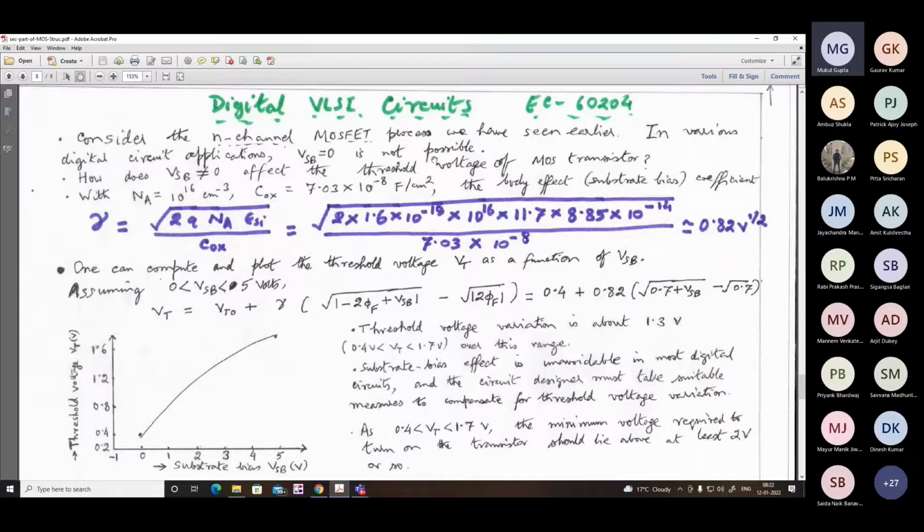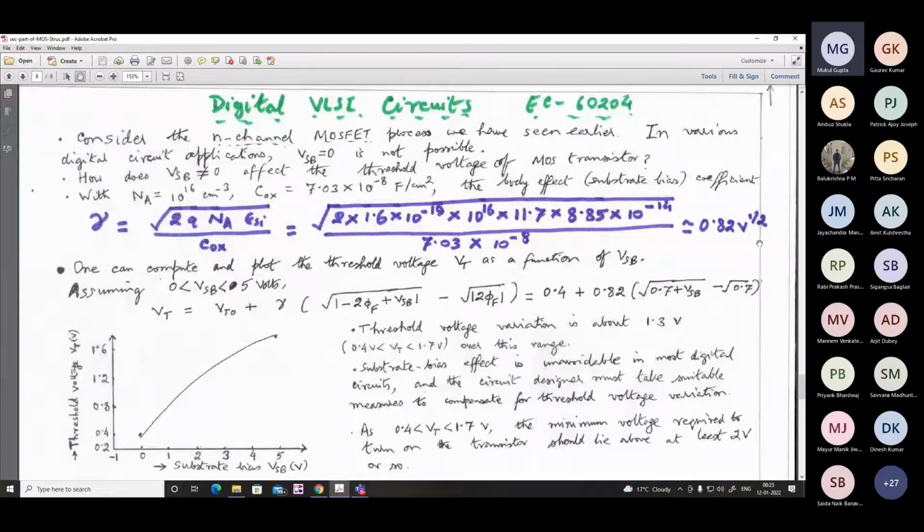Take again the data: acceptor ion concentration Na is 10 to the power 16 per centimeter cube. Gate oxide capacitance per unit area is 7 into 10 to the power minus 8 farad per centimeter square. And the body effect or substrate bias coefficient in this example is root over 2q Na epsilon Si, divided by Cox. You put in the values: q is 1.6 into 10 to the power minus 19 coulomb, Na equal to 10 to the power 16, and epsilon, the dielectric constant of silicon, is 11.7 multiplied by free space permittivity. Put in the values and the gate oxide capacitance per unit area, which is also given. You calculate gamma to be 0.82.